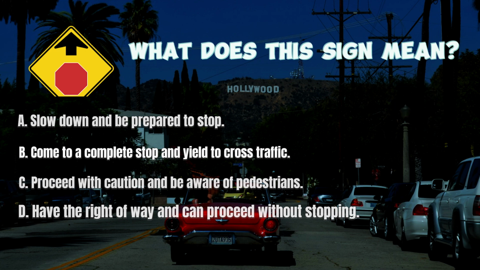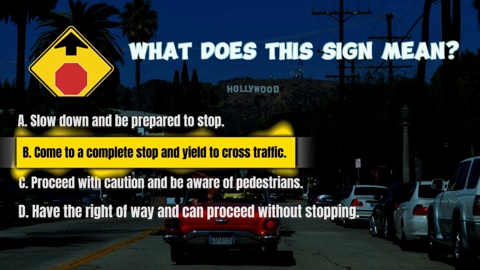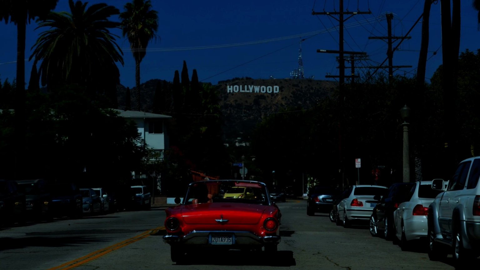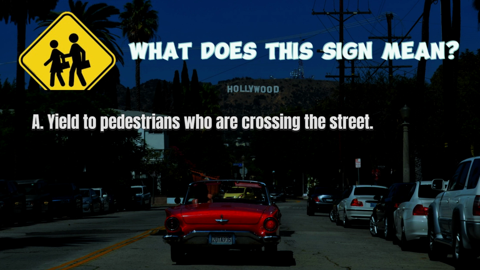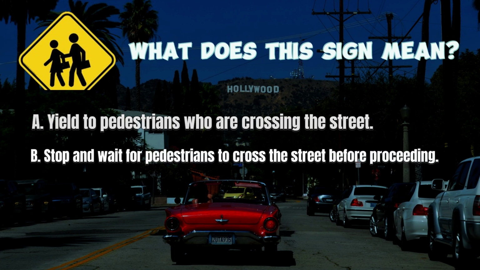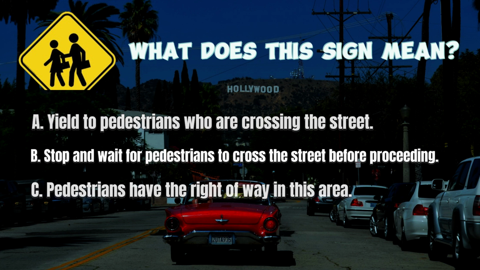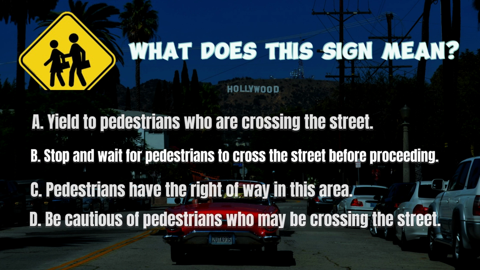Answer. B. Come to a complete stop and yield to cross traffic. What does this sign mean? A. Yield to pedestrians who are crossing the street. B. Stop and wait for pedestrians to cross the street before proceeding. C. Pedestrians have the right of way in this area. D. Be courteous of pedestrians who may be crossing the street.